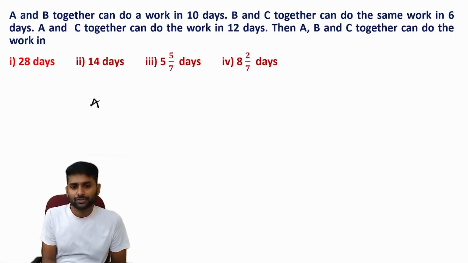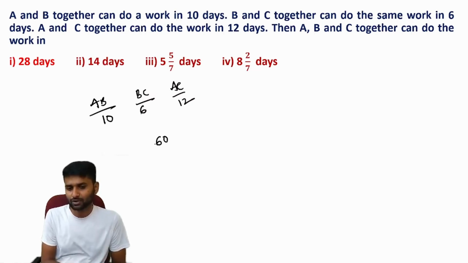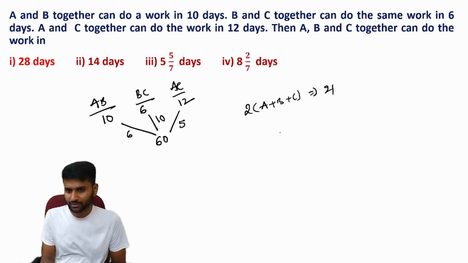Now, see, A and B together can complete the work in 10 days. BC can do the same work in 6 days. AC together in 12 days. Here the total work is exactly equal to 60 units. Now here the efficiency of AB is 6 units, BC 10 units and AC is 5 units. If you go through the efficiency of all the 3 people together is exactly equal to 21 units.